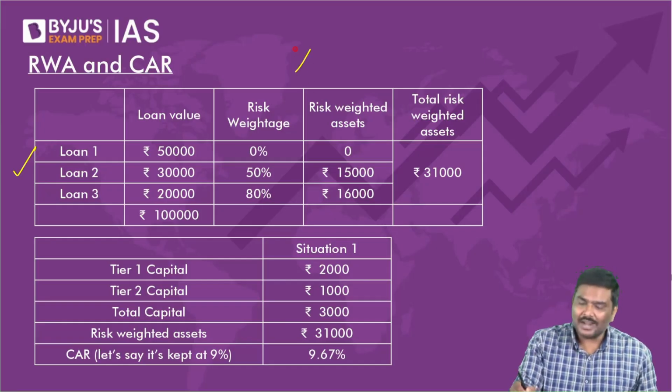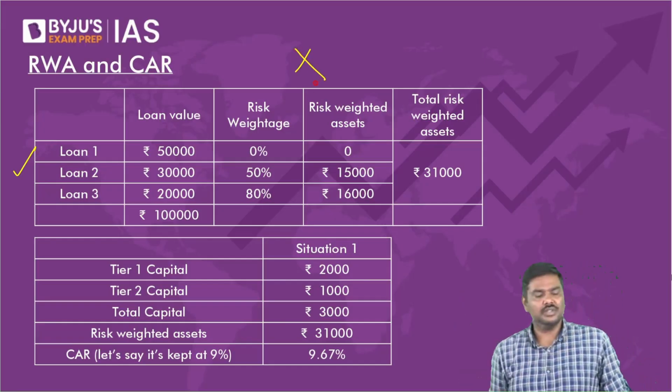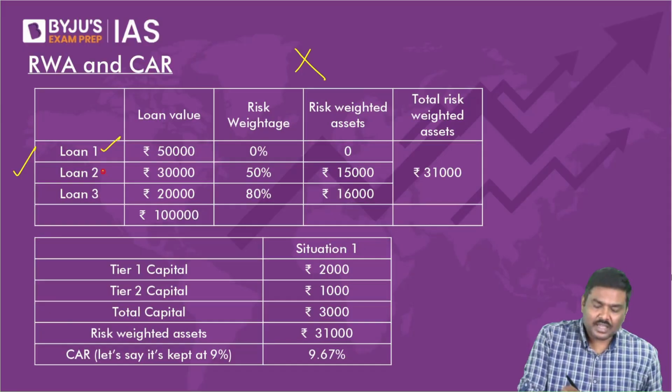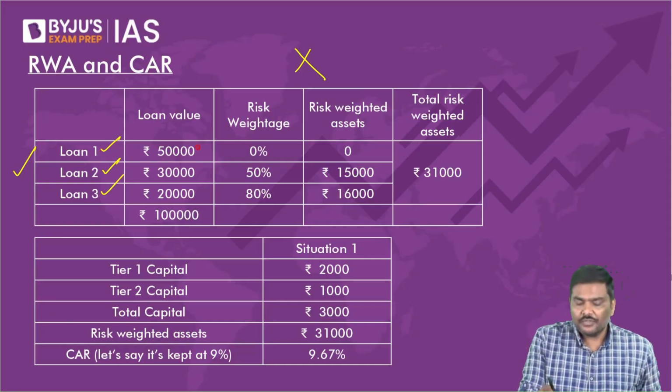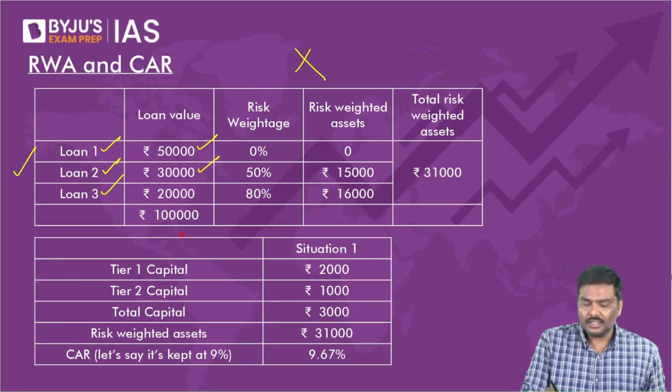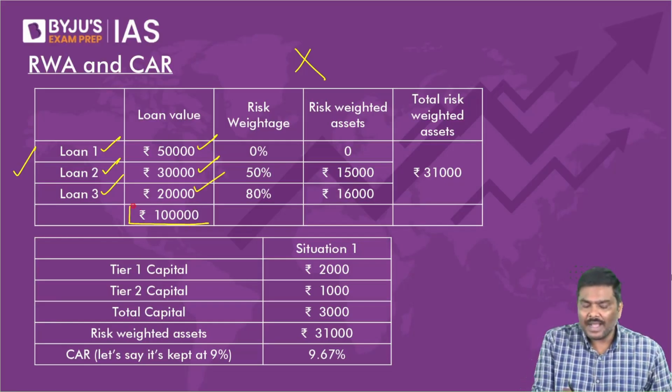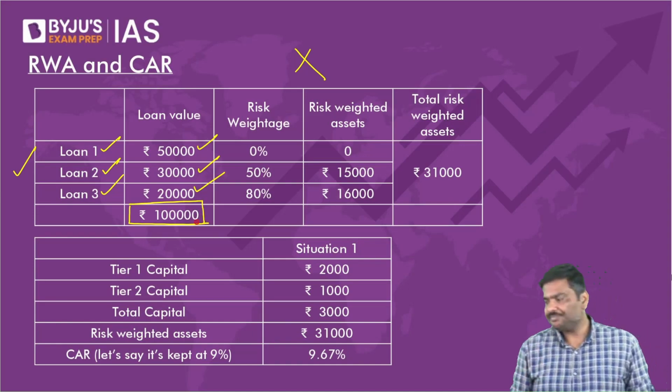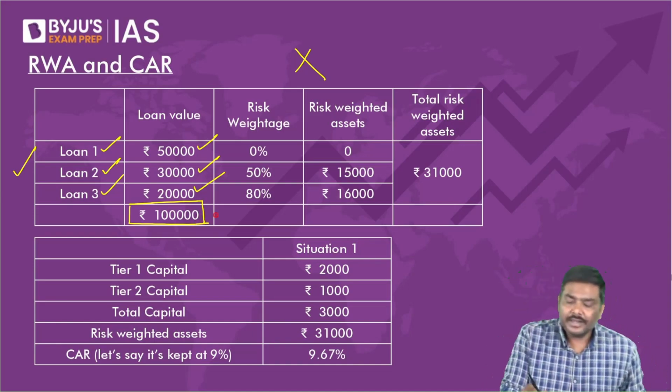Do not by heart calculation. UPSC will not ask you this. Imagine this bank is giving three loans. One is 50,000, second one is 30,000, third one is 20,000. Total assets held by the bank is 1 lakh rupees.